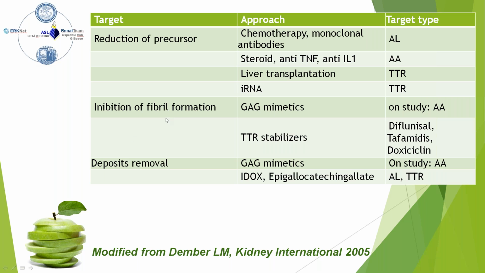Second, we can interfere with fibril formation using, for example, glycosaminoglycan mimetics or little molecules that stabilize the precursor protein, increasing their solubility in the blood.